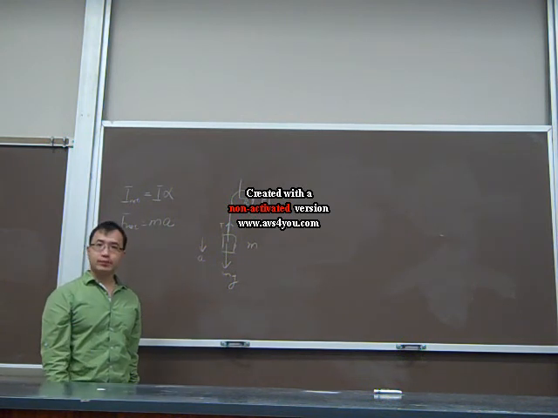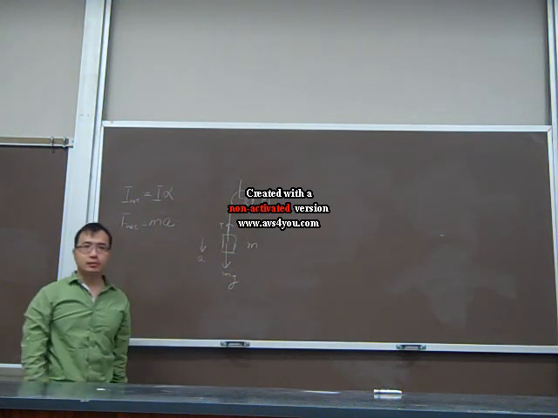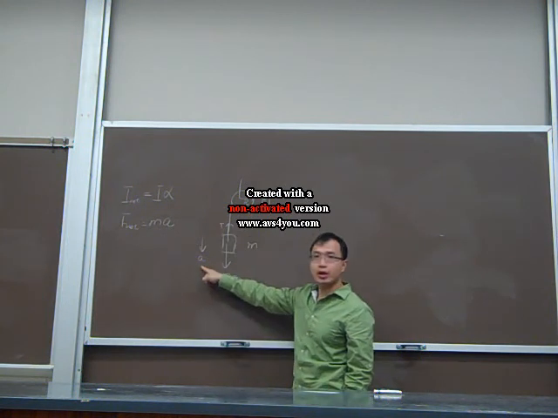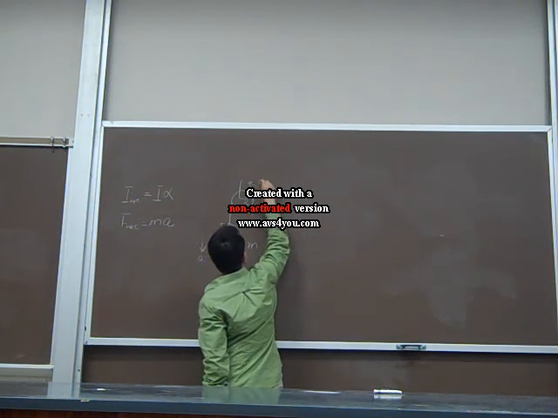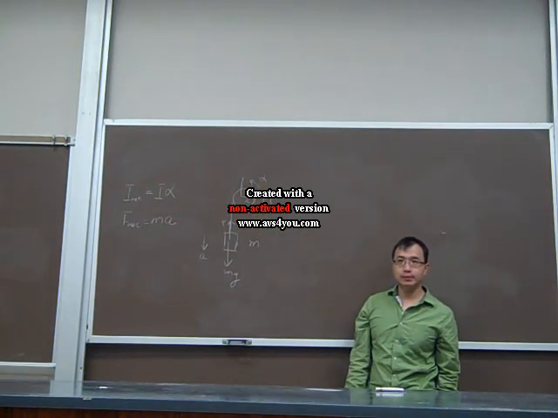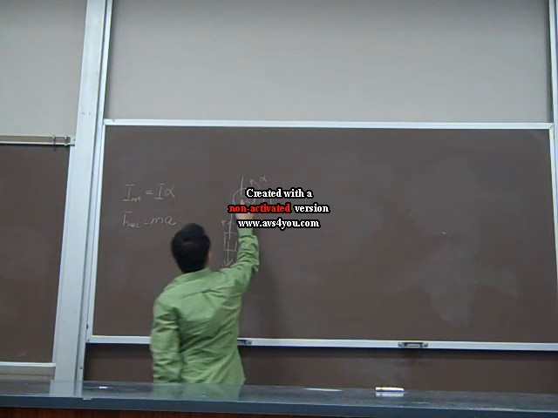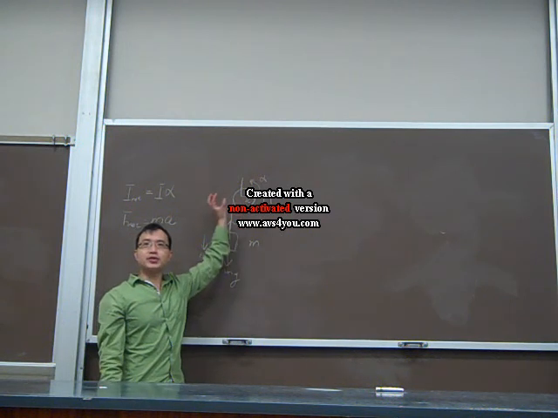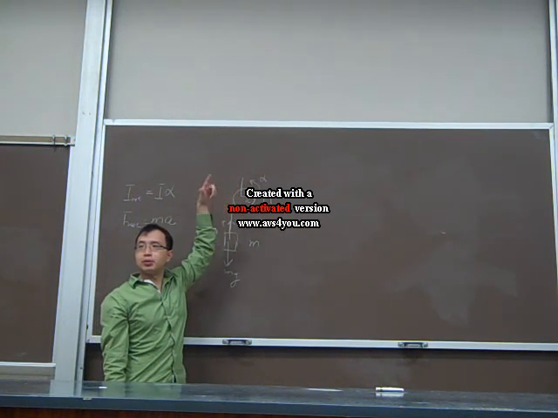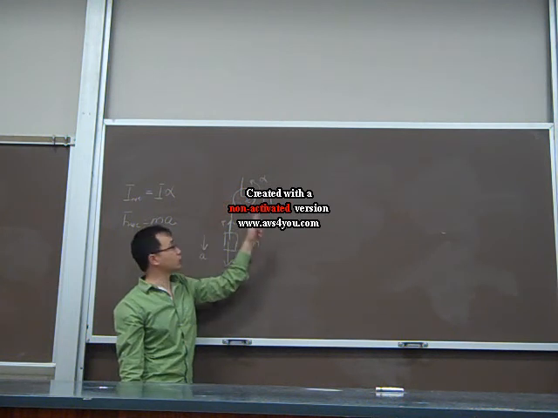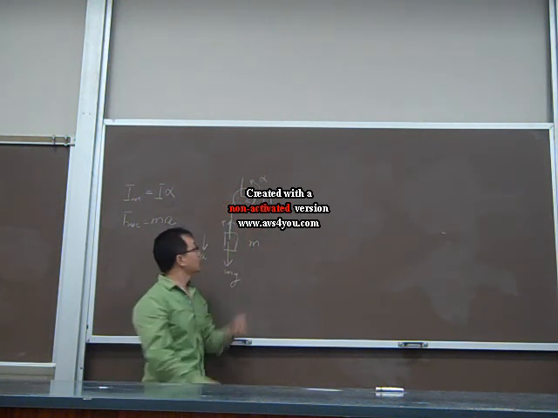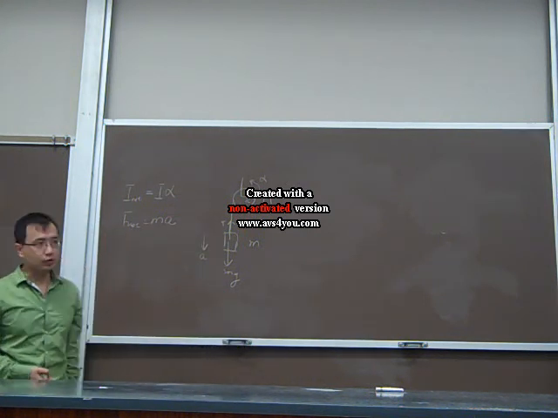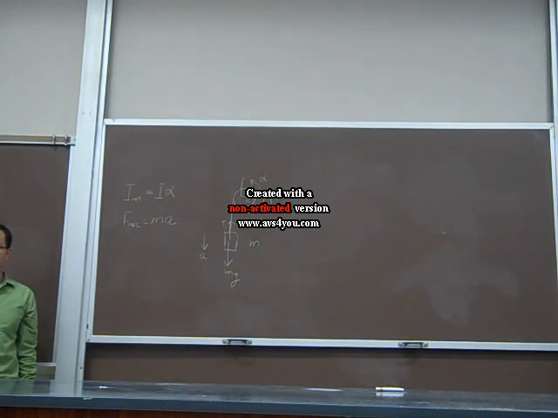On the other hand, the pulley undergoes a rotation. So if this one has some acceleration a, the pulley must have some angular acceleration alpha. If you analyze the motion of the pulley, there are some forces acting on the pulley, and together they will produce some torque to rotate it. So let's see how many forces act on this pulley. Can you tell me how many forces you have in total?